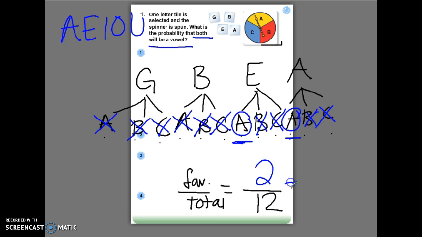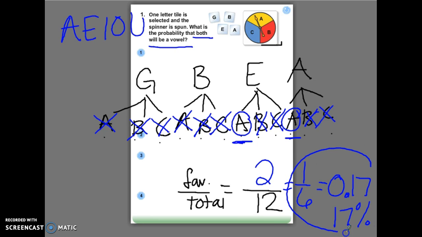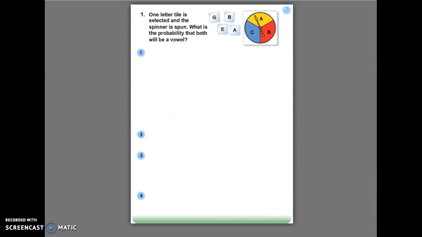Then we can reduce this to 1/6. And if we typed 1 divided by 6 into our calculator, we would see that it's 0.17 when rounded to the nearest hundredth, and that would be 17%. So this would be our final answer. Okay, I said I was going to do it the algebraic way. So if you don't want to write out your tree diagram, and in some situations you're not going to want to because they're going to be so large, we can do it a different way.